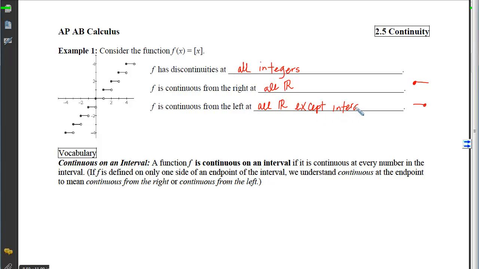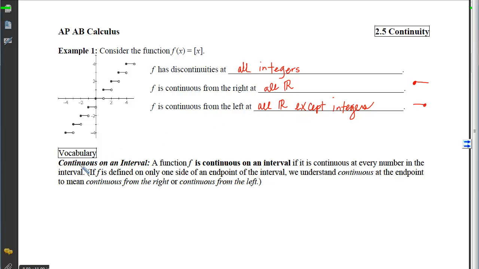Because if we're trying to travel toward the integers, if we're coming toward an integer, as soon as we hit that integer, we have to pick up our pencil, and we don't hit the closed circle when we're coming from the left, whereas everywhere else we're hitting all these nice points in between. We can get there either from the left or the right, anywhere in between integers. It's only at the integers that we have continuity just from the right and not from the left.